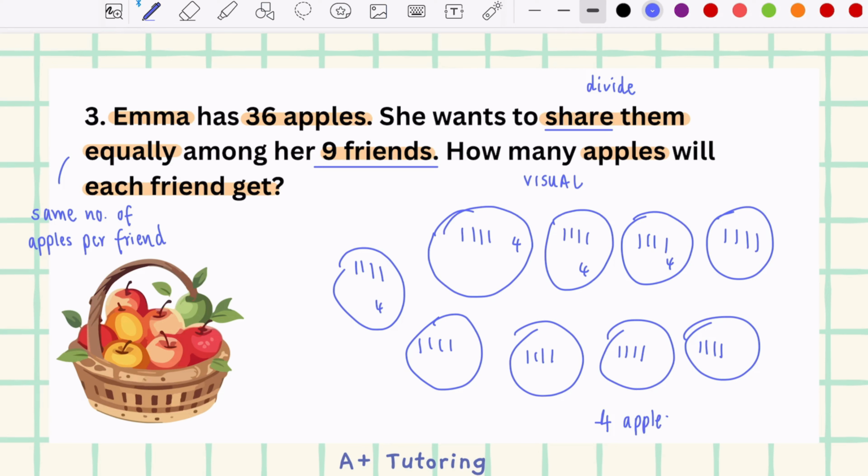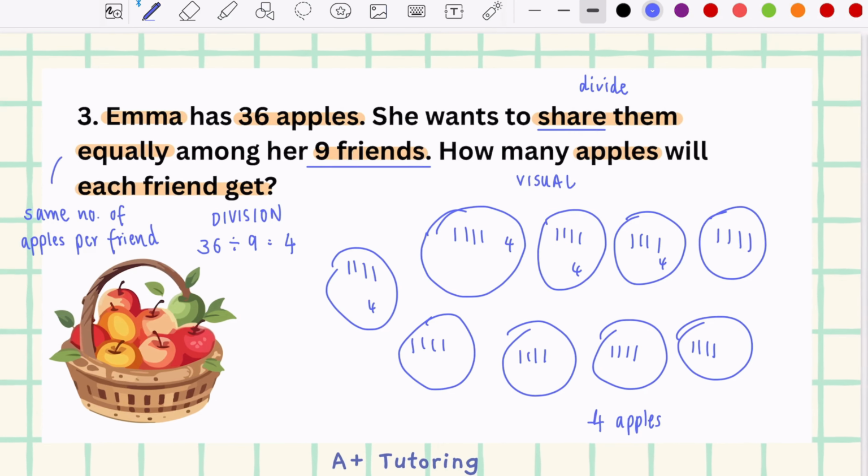The other way, or the quicker way to do this, is to just do a simple division. So if you know your 9 times tables, this would be easy to do. It's like 9 times what gives us 36? 4. So again, it's about building these skills so that you can do these questions a bit quicker as well. Okay, let's move to the next question.